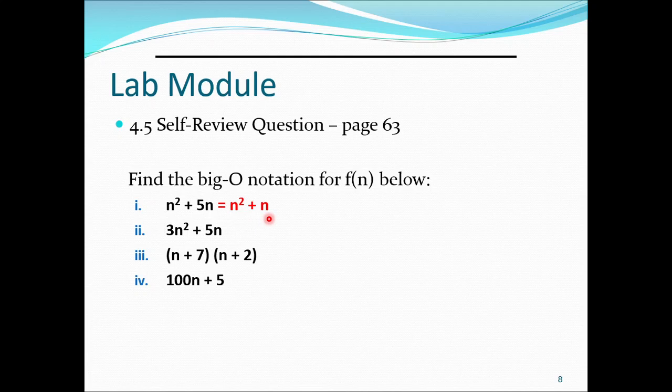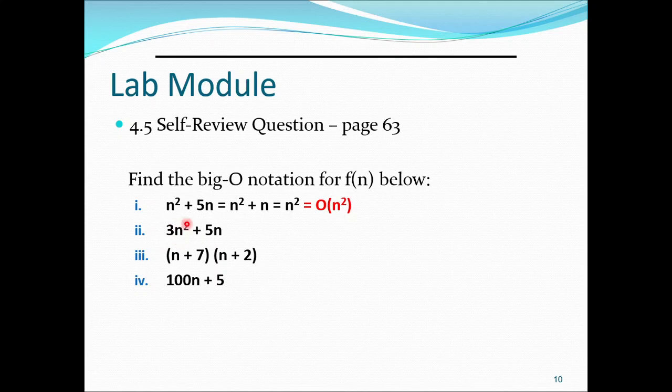And then we follow step 2. That means we remove the smallest factor and keep the largest. We remove the n, which gives us n squared. So to write the big O notation, we write O of n squared, on the order of n squared. Okay, that will be the first expression.